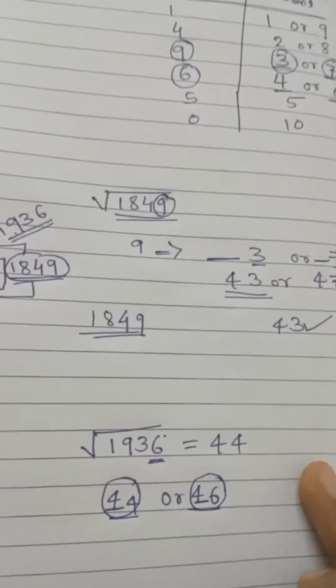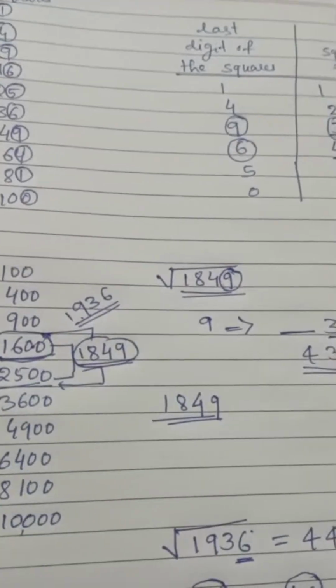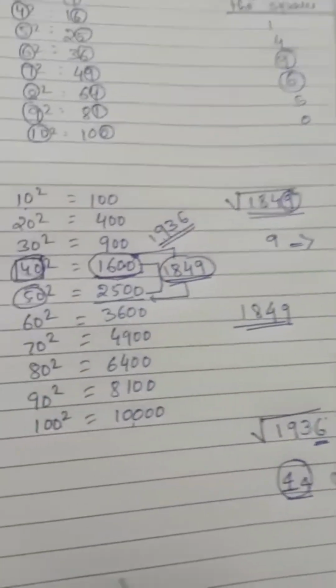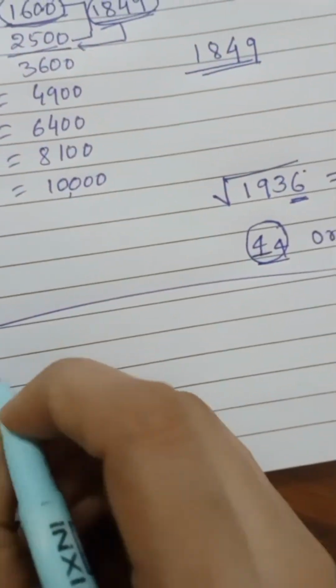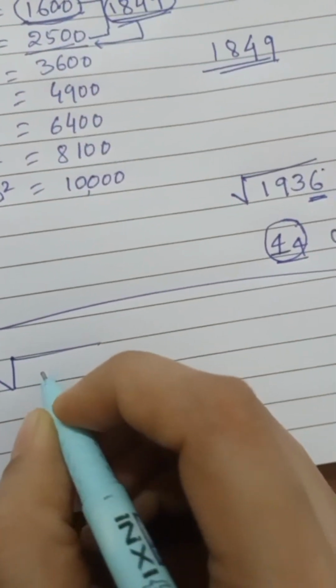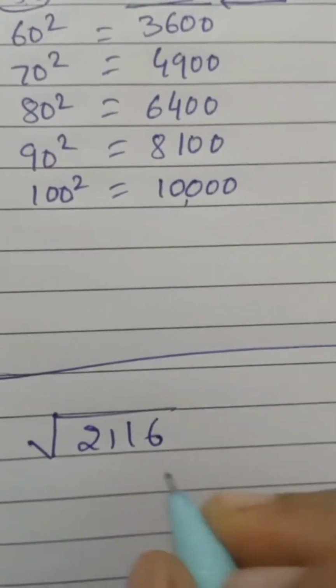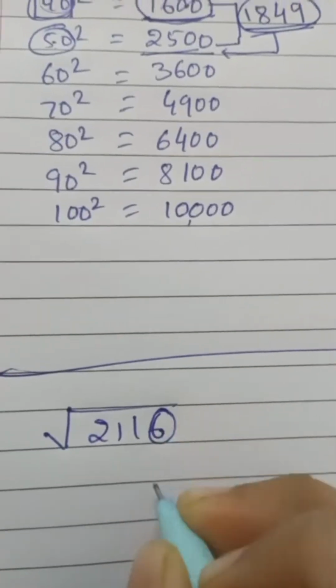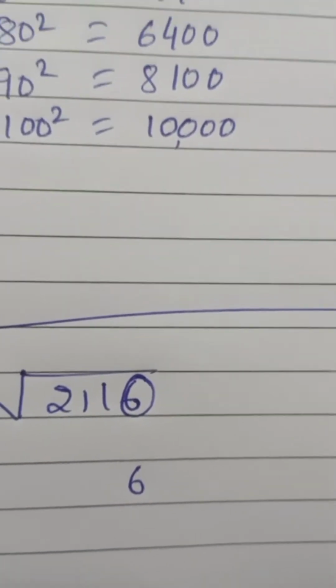And if you practice this, it is not necessary to remember all these things. Okay, I will show you an example how to do that. Okay, if you want to find the square root of 2116, how will you find? So last digit is 6. Okay, you know 1 to 10 squares.